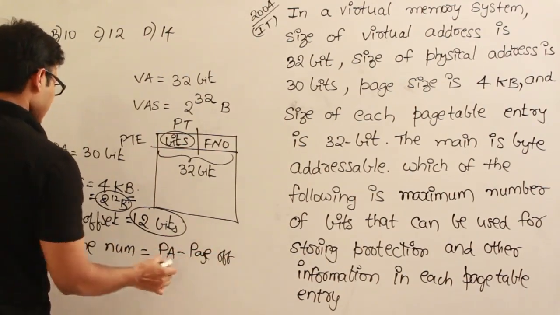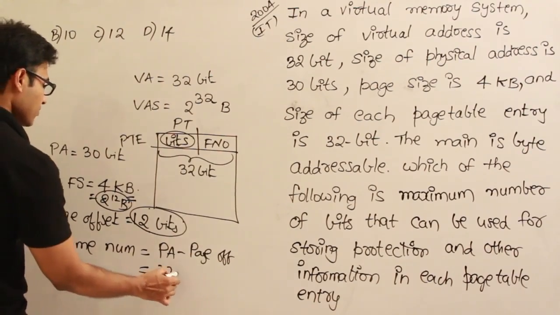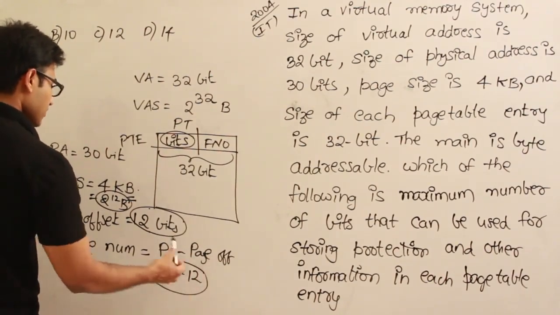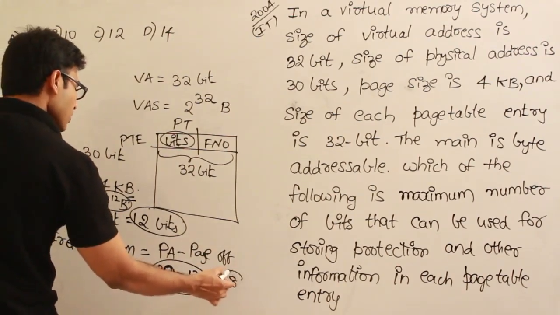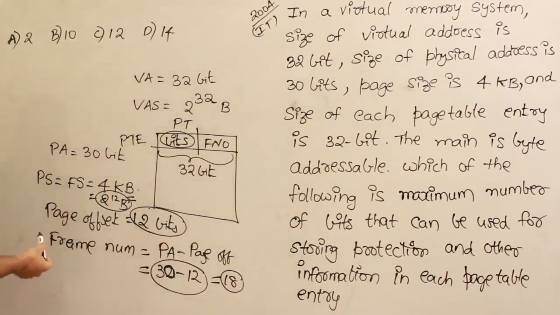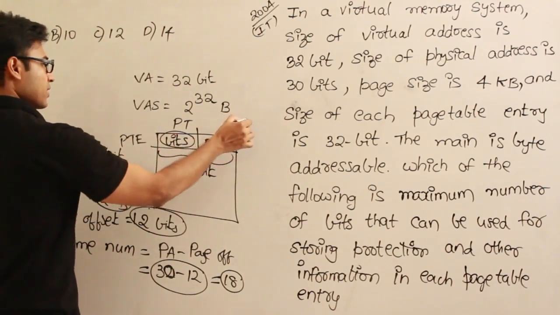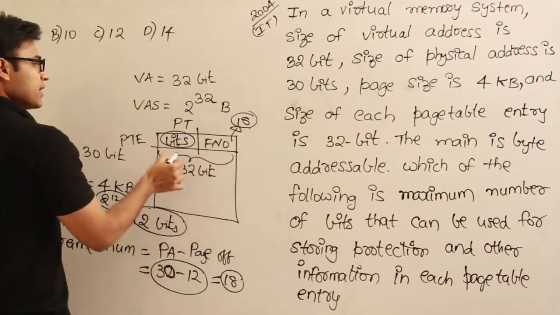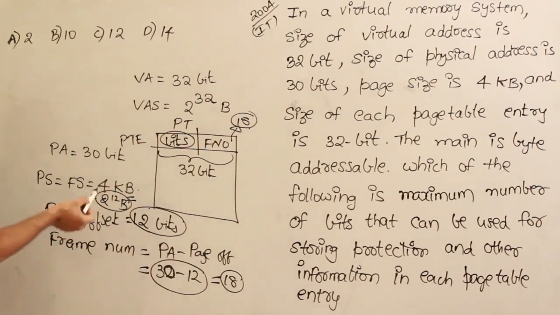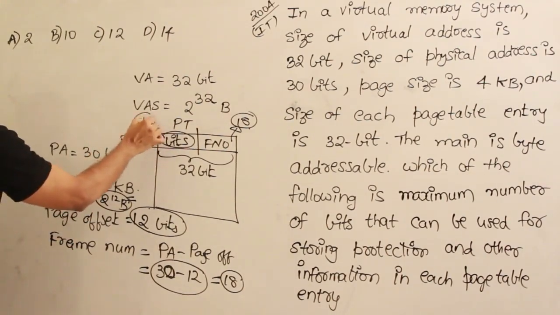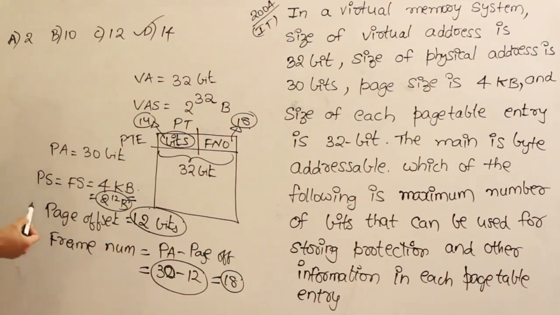We have already seen it. Physical address is 30 bits. 30 minus 12 is 18, right? So 18 bits are used for the frame number. Therefore, in the page table entry, the frame number contains 18 bits. If it contains 18 bits, then the remaining bits are 32 minus 18, which is 14 bits. So the answer is 14. This is how you can answer, right? The other information is not really required. We don't need anything about the virtual address space.